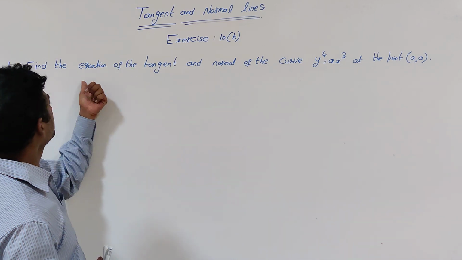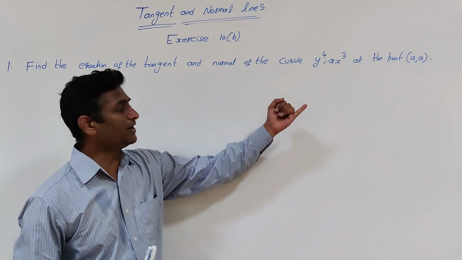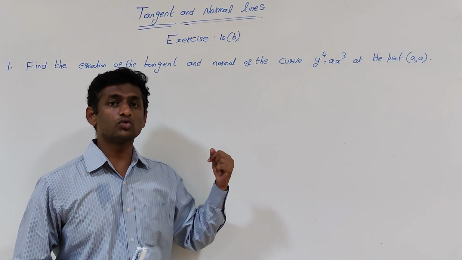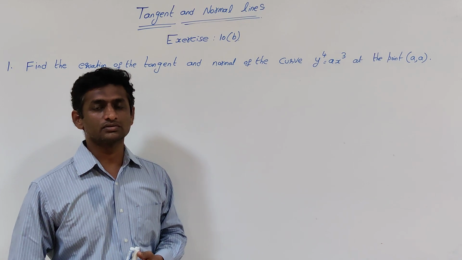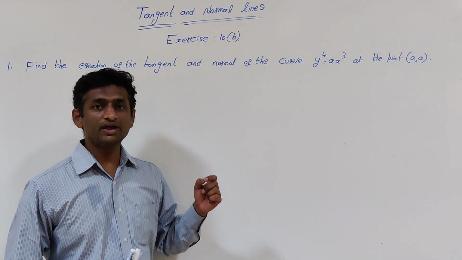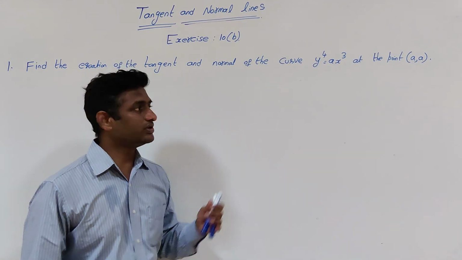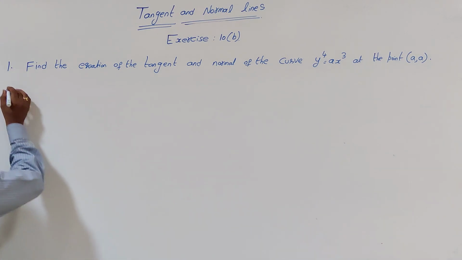And what is being asked? To find the equation of the tangent. We have a point, and now we have to find the slope of the tangent line. So what is the slope? The slope is the derivative of the given function at the point a comma a. So we'll see the slope. Solution.